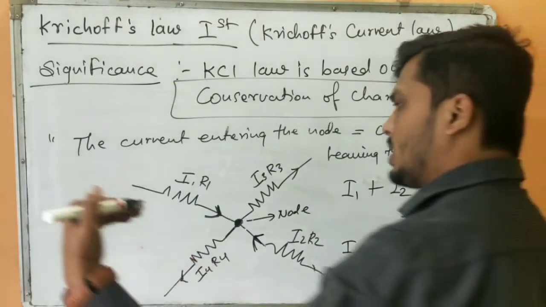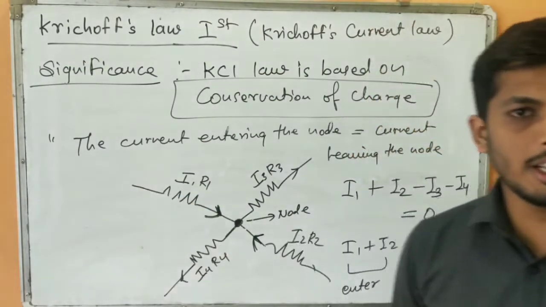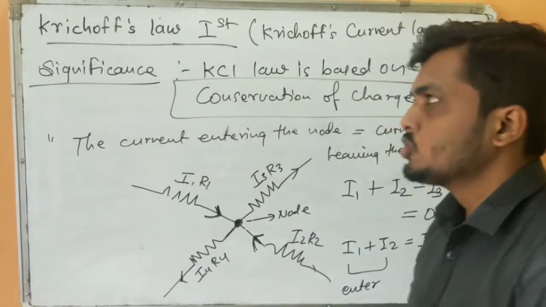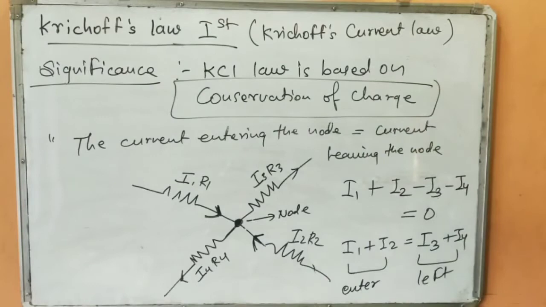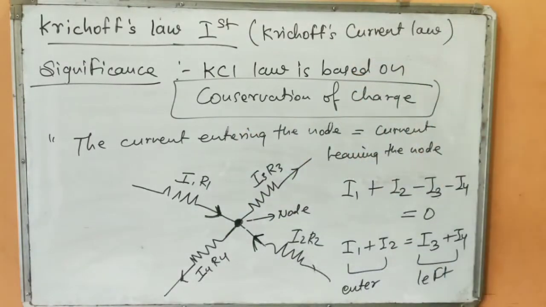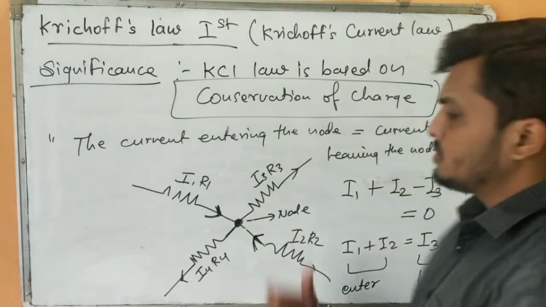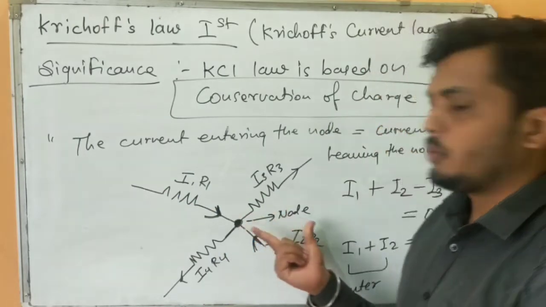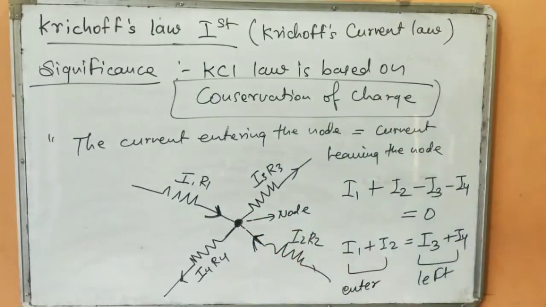Why? Because some charges are entering and some charges are leaving. Here no charge is created and no charge has been destroyed. So simply, Kirchhoff's current law is given to you. I hope you understood Kirchhoff's current law. Usually they will ask this question for one mark. But you have to understand it in order to study the balanced Wheatstone network, which will be asked for 5 marks.